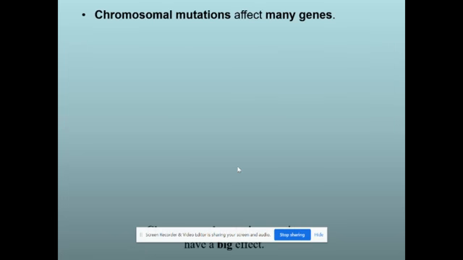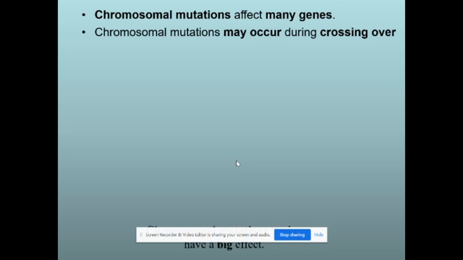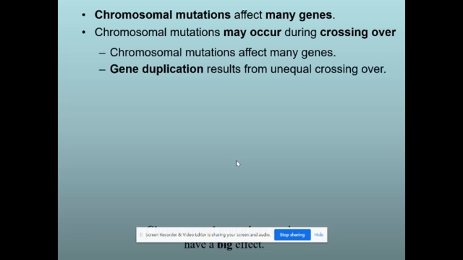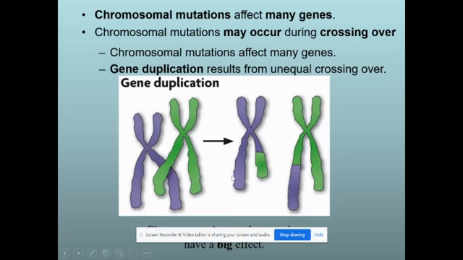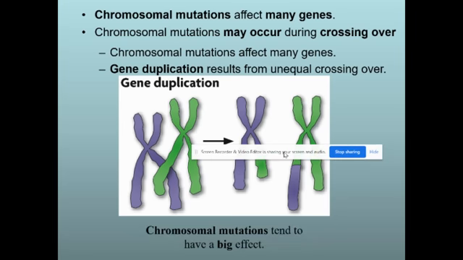Chromosomal mutations affect many genes. Chromosomal mutations also occur during crossing over. They affect genes. Gene duplication results from unequal crossing over. We've looked at genes and genetic coding previously. So here on the blue chromosome that has this small bit of green, it can have a very big effect.